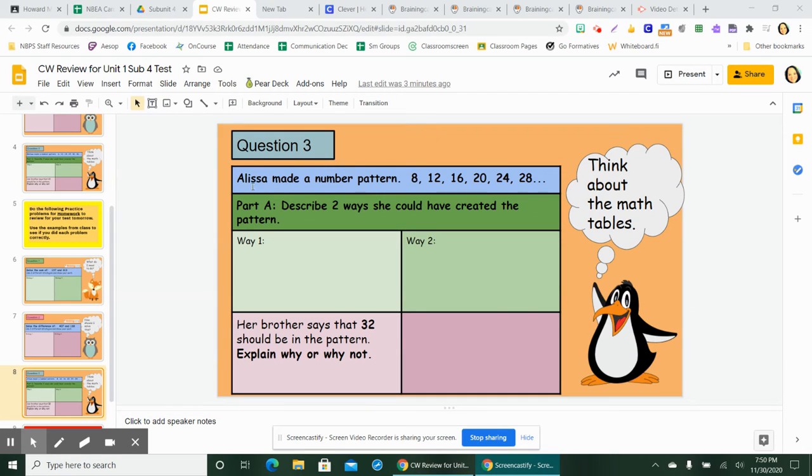Okay, for question 3, it says Alyssa made a number pattern: 8, 12, 16, 20, 24, 28. Now, part A, I need to describe 2 ways she could have created the pattern. Now, the first way, I need to find out what is the difference in between each of these.